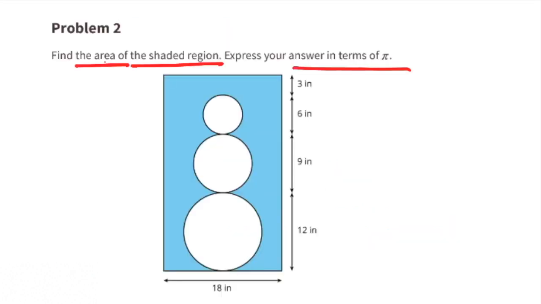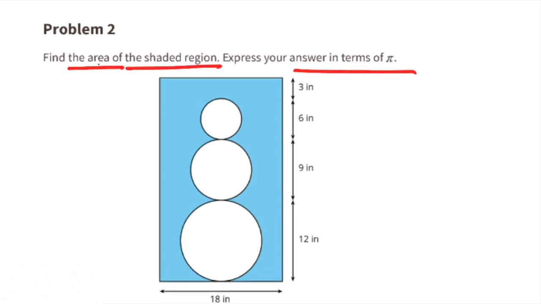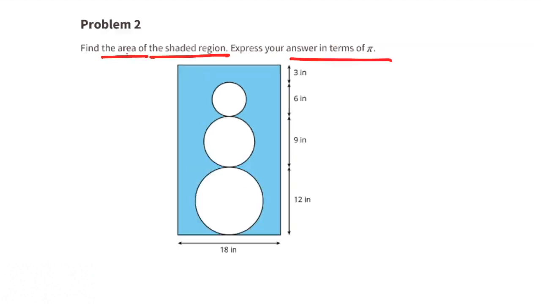Problem number 2. Find the area of the shaded region. Express your answer in terms of pi. First, I'll find the area of the blue rectangle. Then I'll find the area of the three circular shapes inside and subtract the area of those circular shapes from the area of the rectangle.